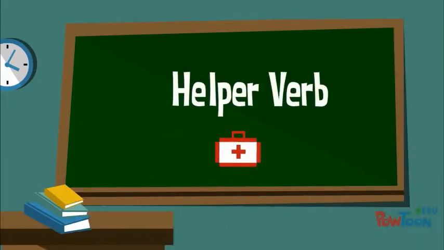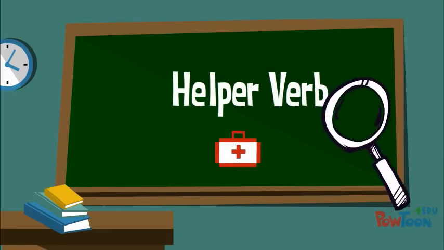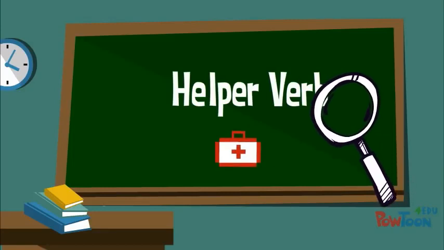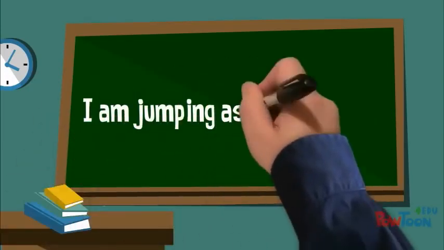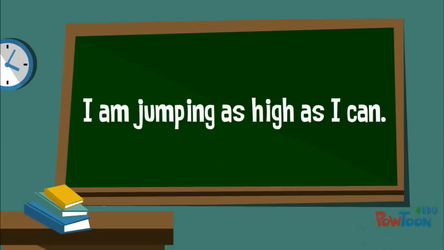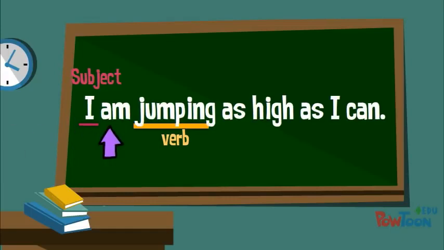Then there's the humble helper verb. They are hidden in sentences everywhere and you probably haven't even noticed them. Let's take a look. I am jumping as high as I can. The subject in this sentence is I. And it's quite clear the verb is jumping. But what about this little word in the middle? Let's try reading the sentence without it. I jumping as high as I can. Now the sentence just sounds silly. That's why we need the helper verb. It helps the sentence make sense.